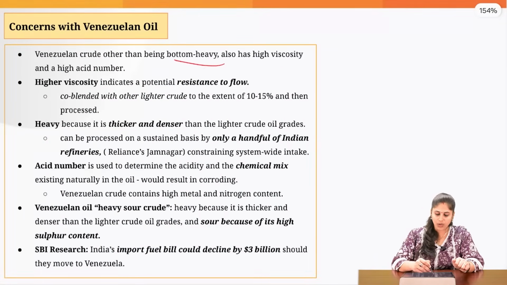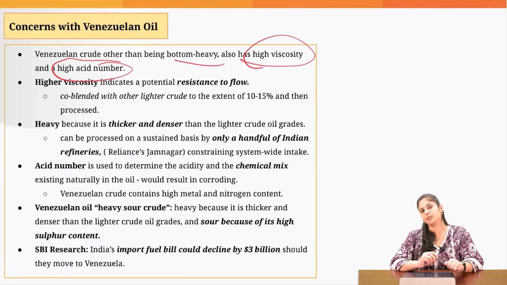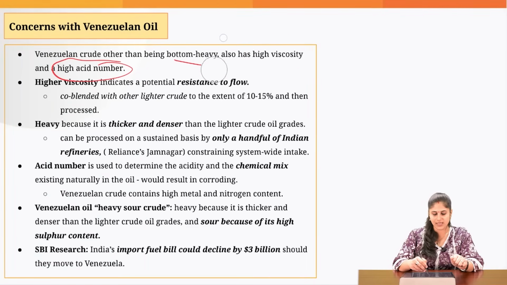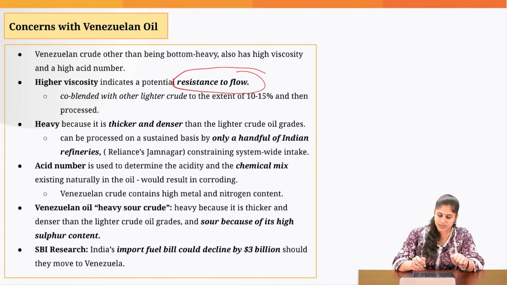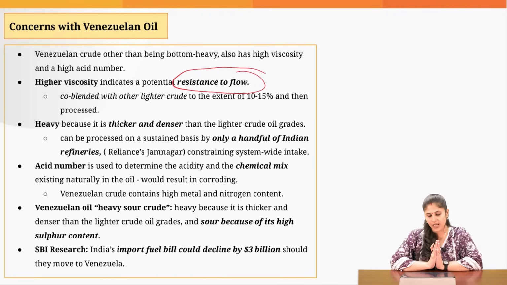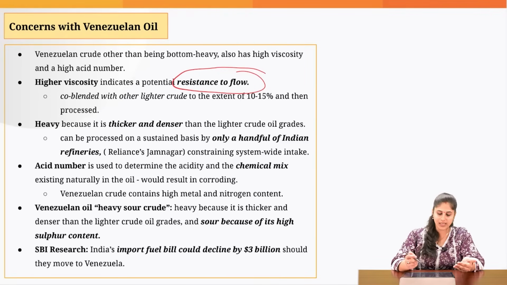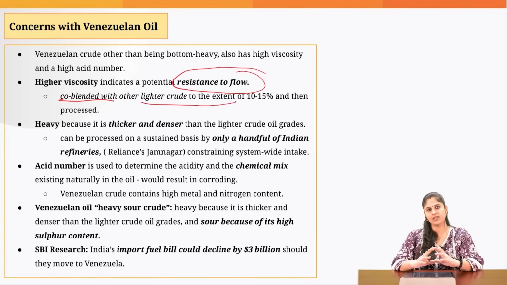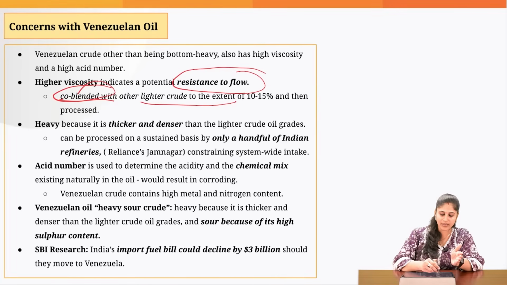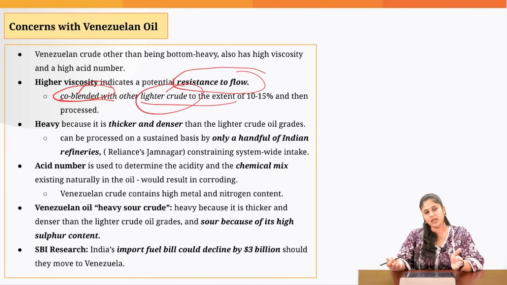Let's just understand what the problem is. It is bottom heavy, it has high viscosity, and it also has a high acidic number. Let's understand what I mean by these 3 words. High viscosity means that it has huge resistance to flow. So when an oil has resistance to flow, ultimately it would be difficult for us to use it in the vehicles. For effectively using it in the vehicles, you need to blend it with the lighter versions of the crude. Okay, and that involves cost.